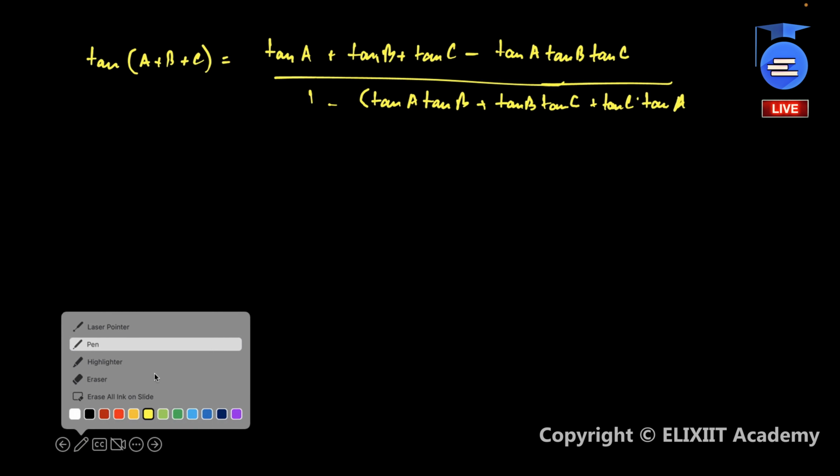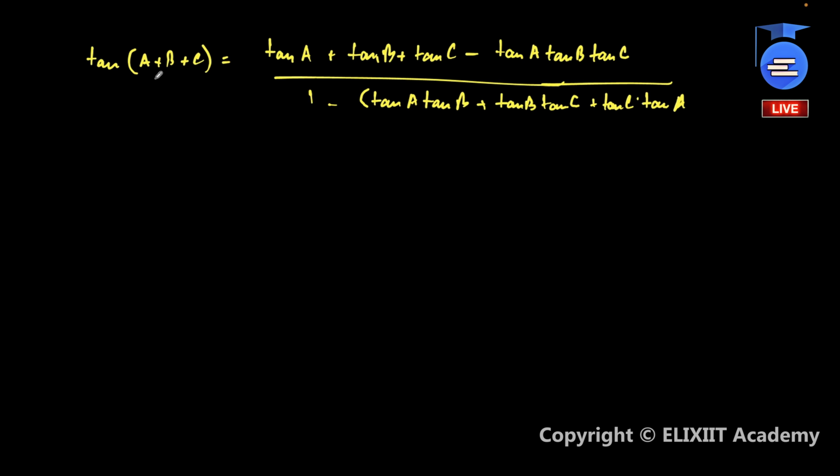The proof is very simple. What you can do initially to prove this is take A plus B as A, and take C as B. Treat this as alpha and this as beta. You know the formula for tan alpha plus beta. After breaking this into tan alpha plus beta, again replace the values of alpha and beta, break alpha into tan A plus B, and simply simplify that expression. I hope you're getting what I'm trying to say.